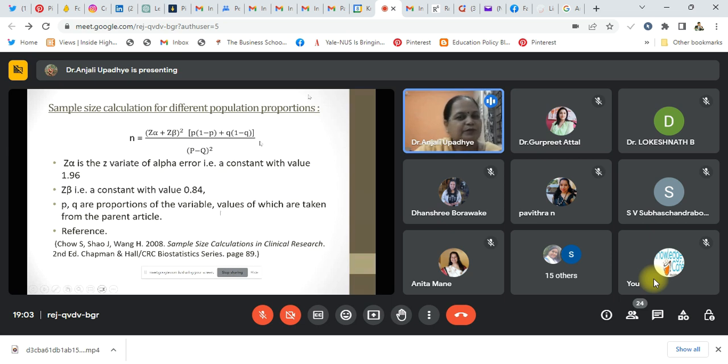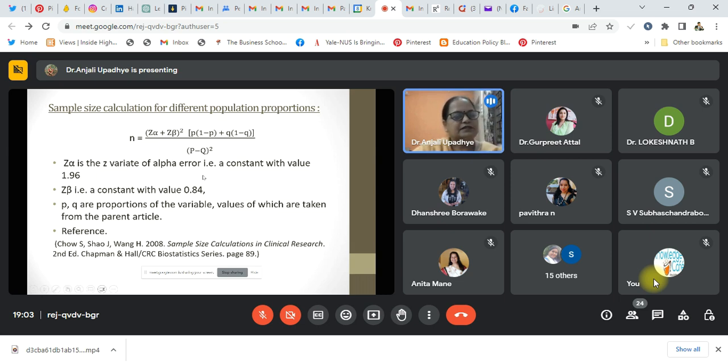If there are two comparative groups, that means in every group the population is different. In the first group the population is different, in the second group the population is different. I mean the population is different means the responses are different. So we are using this particular formula, and it is equal to z alpha plus z beta.